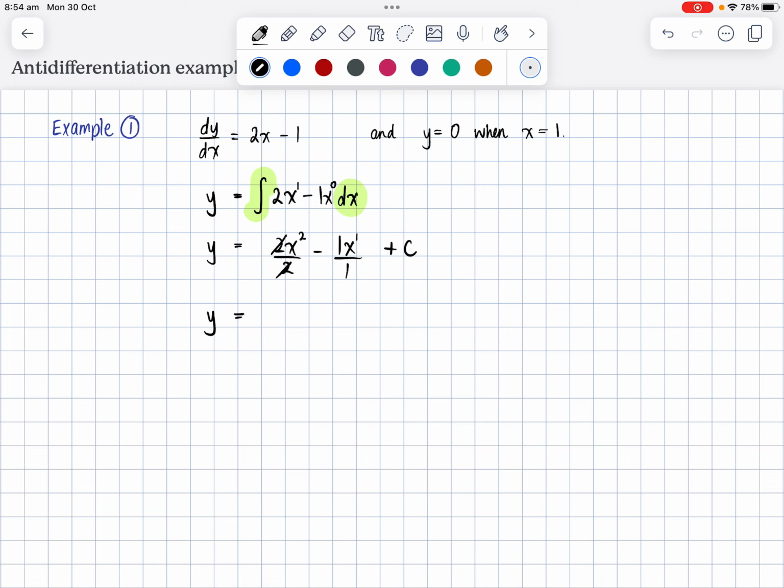All right, let's tidy all of that up now. The 2's cancel out and I'm left with just x squared. The 1's cancel out and I don't need to write the little power of 1 up the top, so I'm left with minus x plus c.